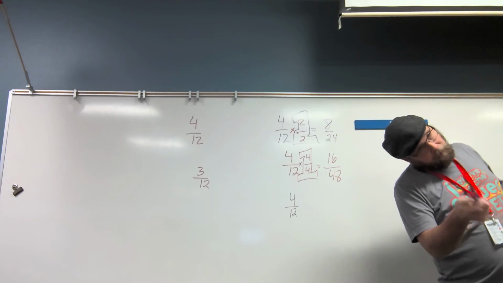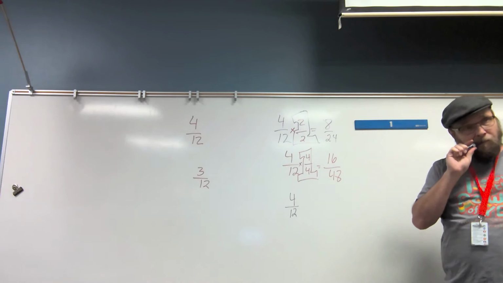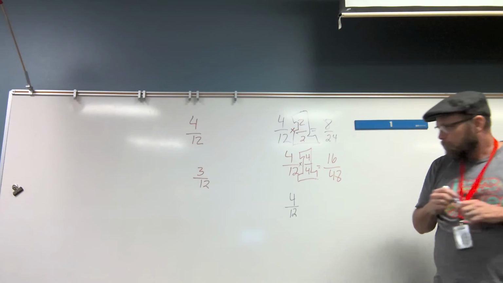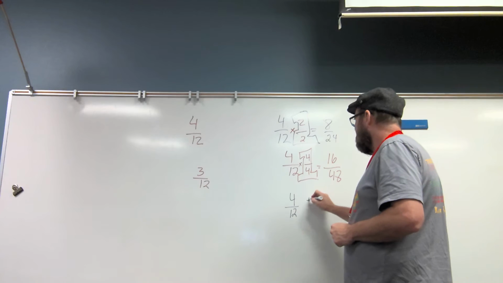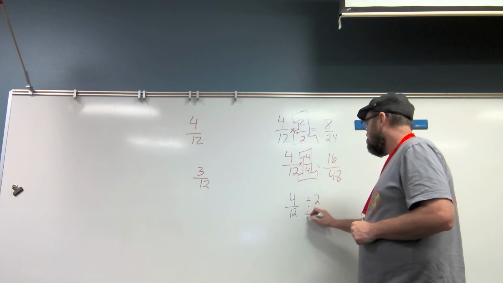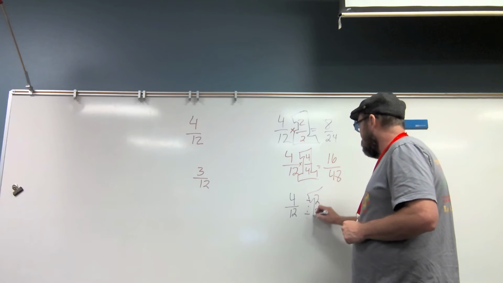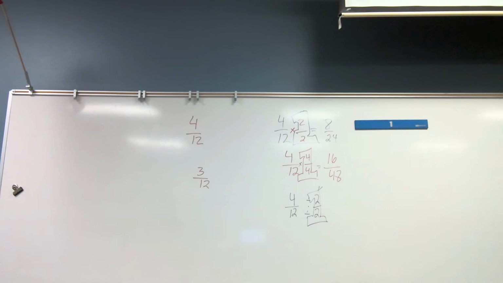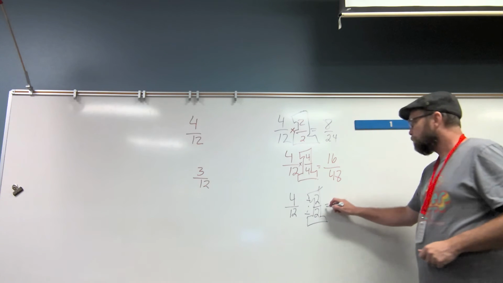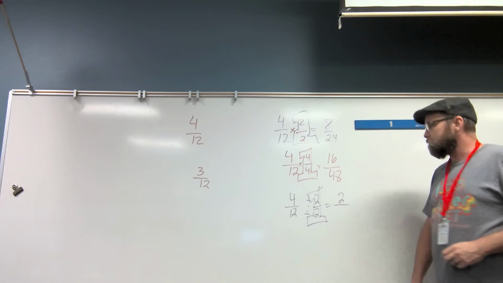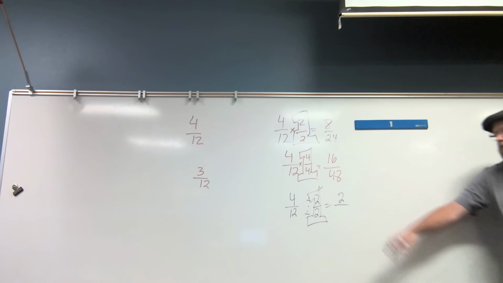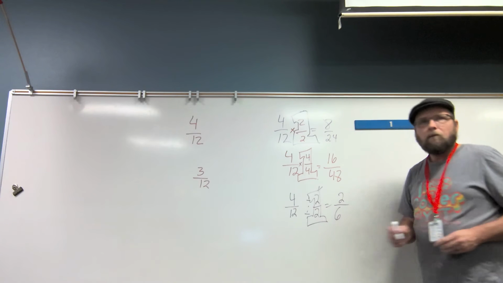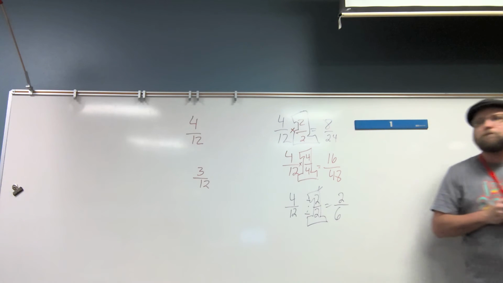So Kara, help me out here. If you do 4 divided by 2 and 12 divided by 2. All right, so this time we're dividing. But as Leilani told me, as long as I'm dividing by a fraction that equals 1, I'm not changing the value. Kara, what is 4 divided by 2? 2. And 12 divided by 2? 6. Good. Now I can imagine 2/6.